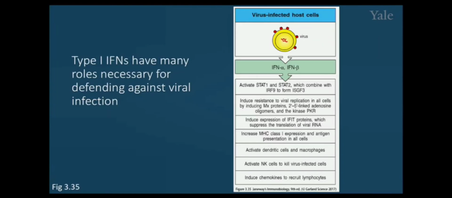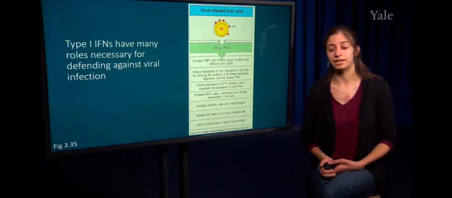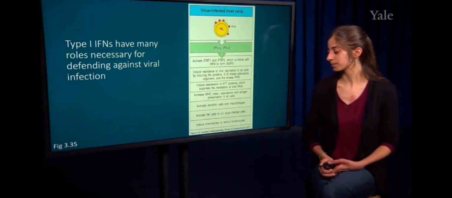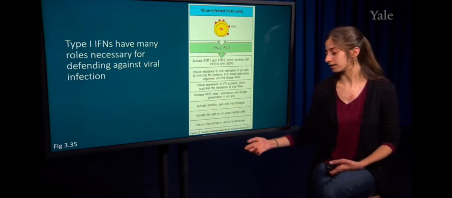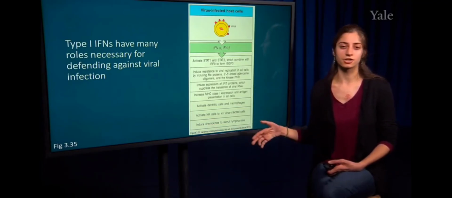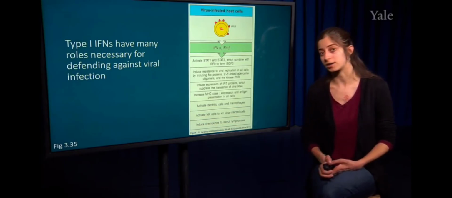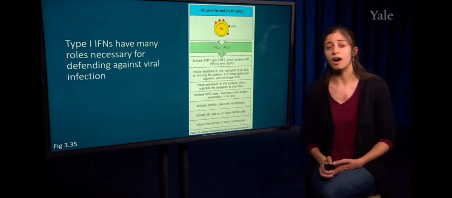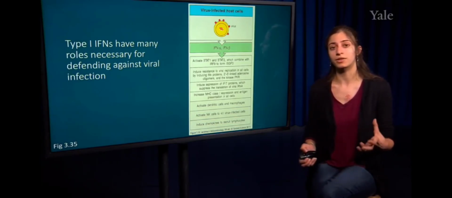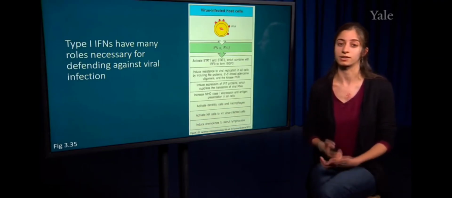ISGs will also result in the activation of dendritic cells and macrophages. They activate NK cells to kill viral infected cells. And they induce chemokines to recruit lymphocytes. So as you can see here, the induction of a type 1 interferon response is essential for appropriately responding to viral infection and is oftentimes the turning point in whether an organism can successfully clear and respond to a viral infection.